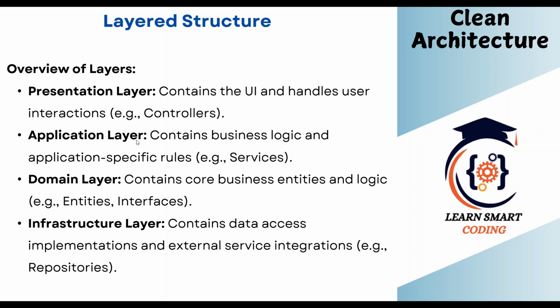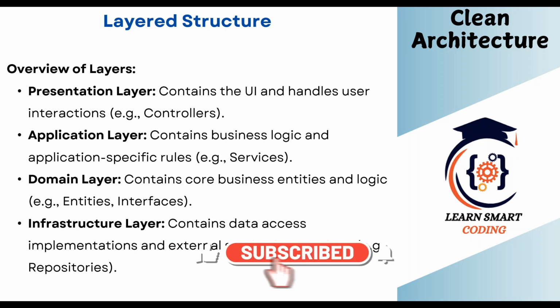Then we have something called the application layer. Just imagine all of your business-related logic. If an application is there, there will be some business logic, right? All the rules and regulations will be written in this layer. The domain layer is nothing but the database stuff: you have a database with tables, and all the core database entities will come under the domain layer, nothing else.